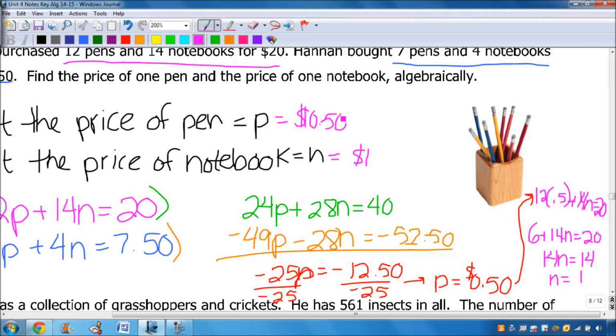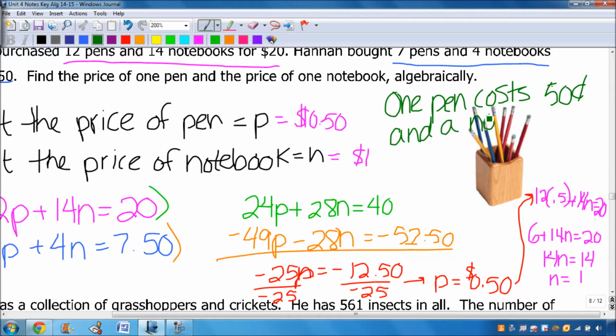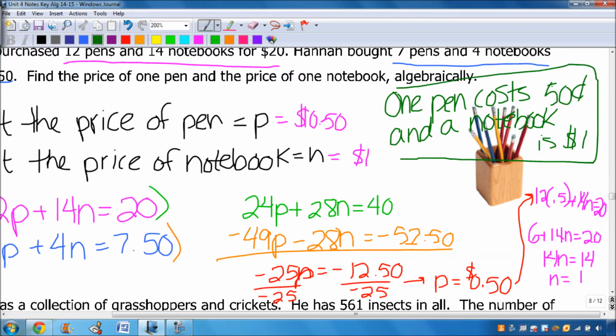So then I can just write a quick little sentence saying what I know. 1 pen costs 50 cents and a notebook is $1. And that's my final answer.